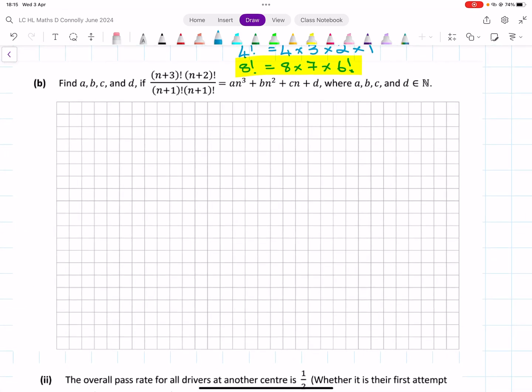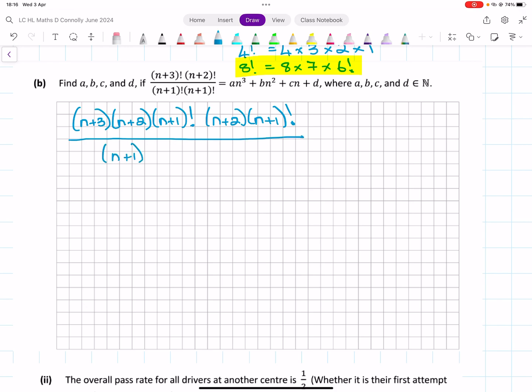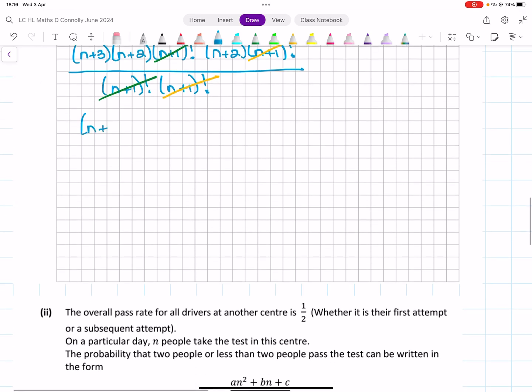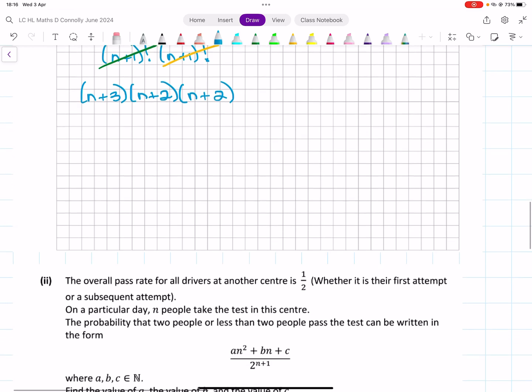So n plus 3 factorial is n plus 3 times n plus 2 times n plus 1, and we could keep going, but I'm going to stop there. Same with the other one, n plus 2 factorial is n plus 2 times n plus 1, and we could keep going, but I'm going to stop there, because by stopping, I can cancel. So this n plus 1 factorial and this n plus 1 factorial cancel, and this one cancels. So then I'm left with n plus 3 times n plus 2 times n plus 2, and just expand.